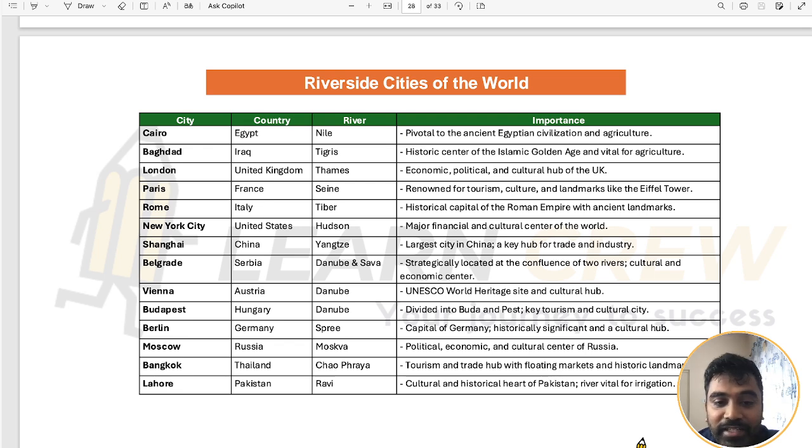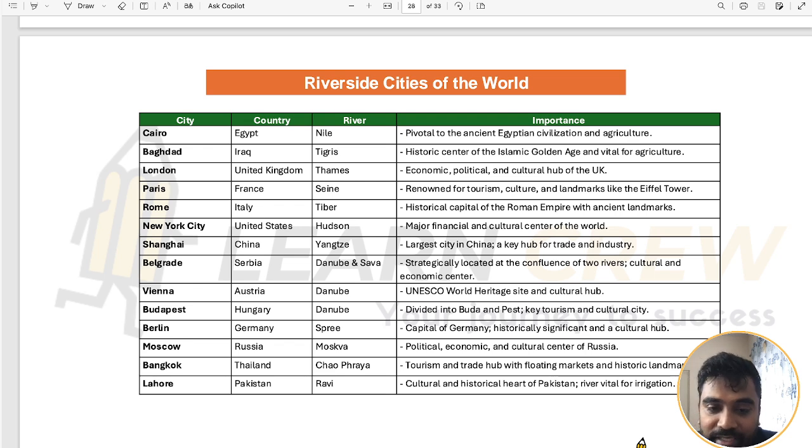Then we have the Tiber River on the banks of the city of Rome. It was very crucial for the expansion of the Roman Empire, with a lot of landmarks over there. New York City is close to the Hudson River, and right now New York has become a financial powerhouse. Early trade and commerce was happening through this Hudson River.